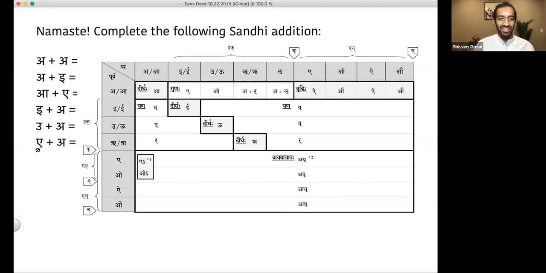Okay, so now this last one, E plus A. Now, on the left side, I don't have Avarna, I don't have Ik, but I have Ech. Ech is E, O, Ai, Au. So I have that Ech on the left side, and I have Akara. It can be any vowel on the right side. I'm going to get Ay, Av, Ay, Av. This one right here. That's that Ayavayav Sandhi.